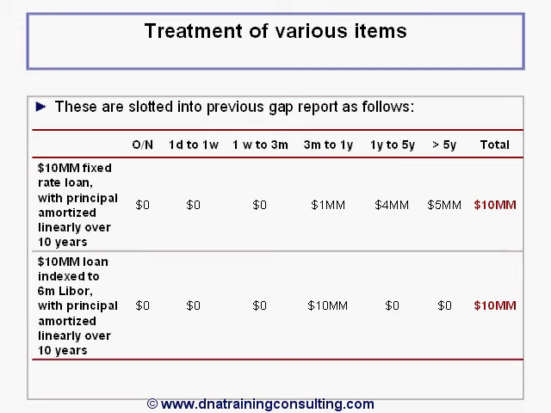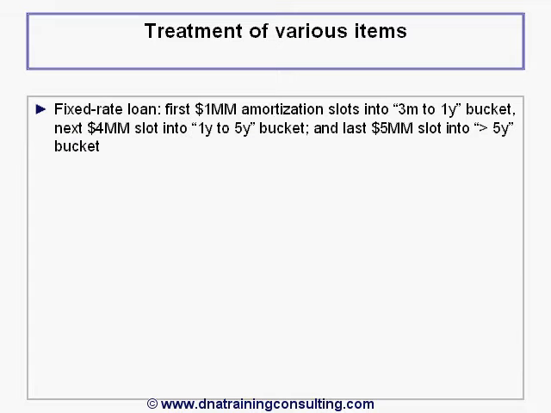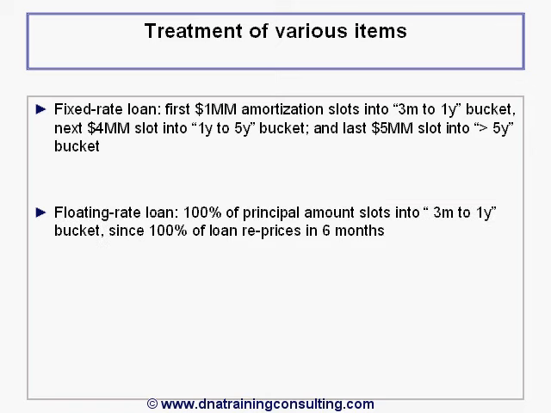For the fixed rate loan, the first 1 million principal amortization slots into the 3-month to 1-year bucket. The next 4 million of principal amortizations slot into the bucket 1 year to 5 years, and the last 5 million of principal amortizations slot into the greater than 5-year bucket. For the floating rate loan, on the other hand, 100% of its principal amount slots into the 3-month to 1-year bucket, since 100% of this loan reprices in 6 months.